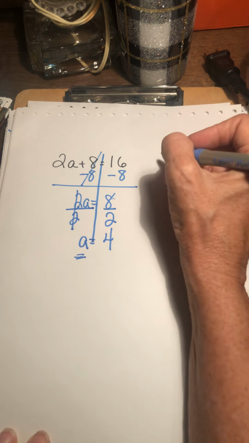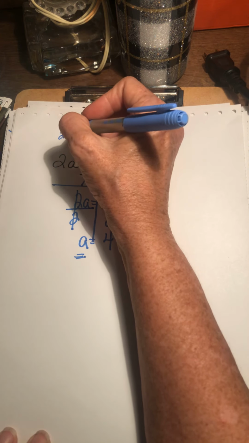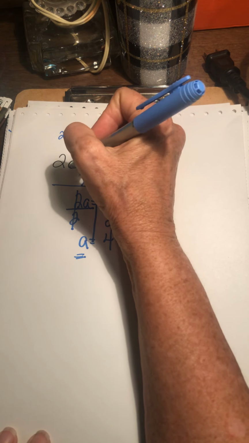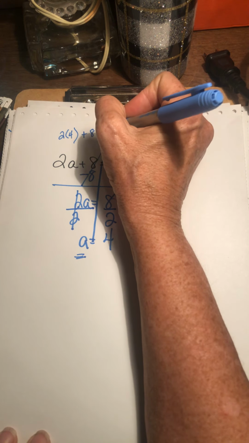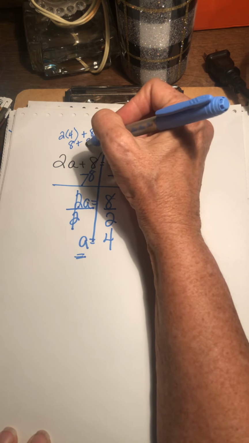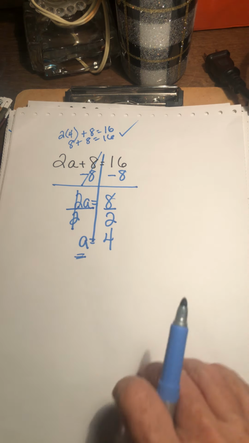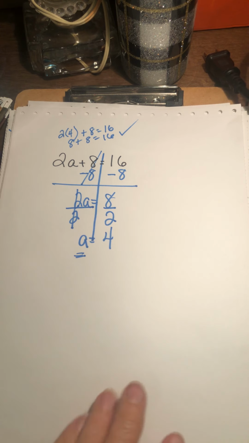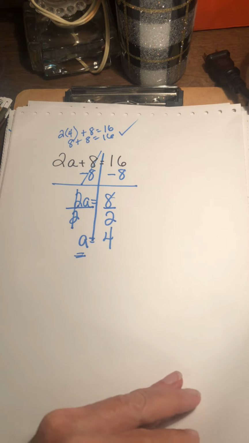I could check myself. I could put 4 where the a is. So 2 times 4, because I plugged a equals 4 here, plus 8 needs to equal 16. Let's see if it does. 2 times 4 is 8. Does 8 plus 8 equal 16? Yes. Now, if you did not get this right, stop this video right now, go back, and rewatch those last two problems before you keep getting into more difficult ones.